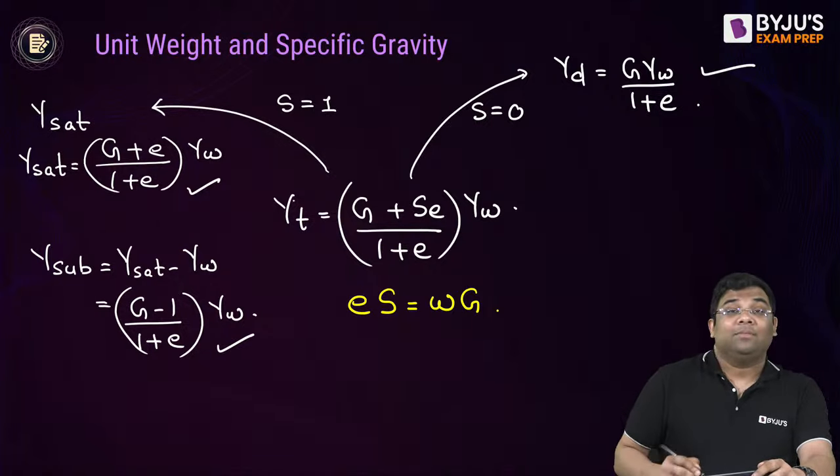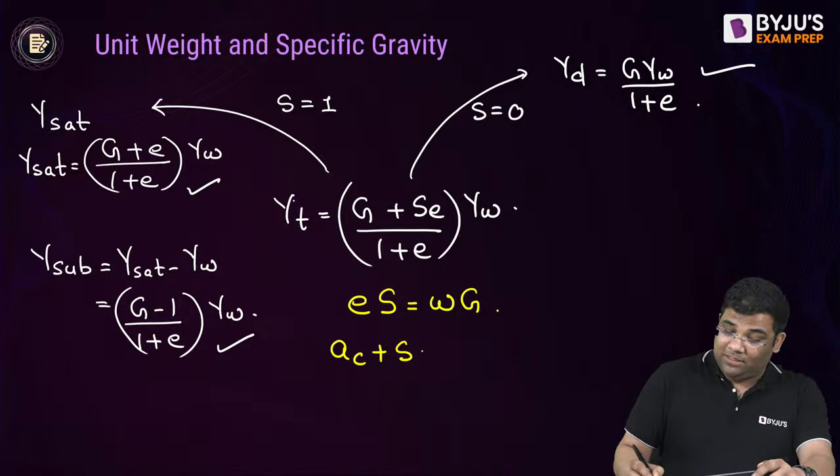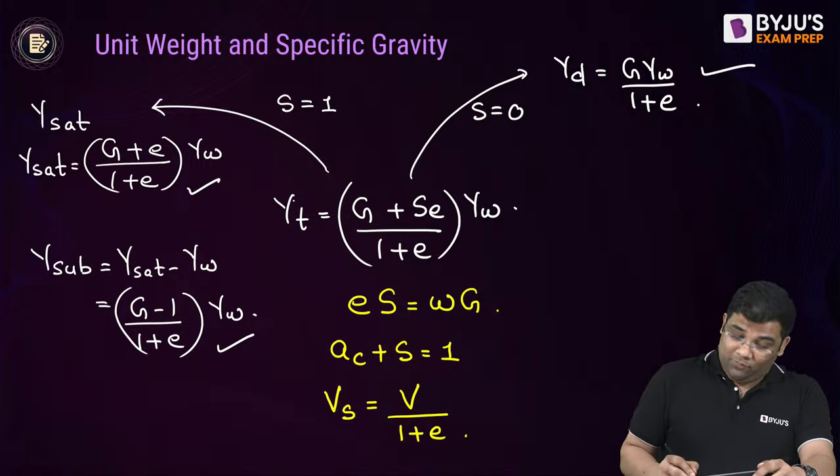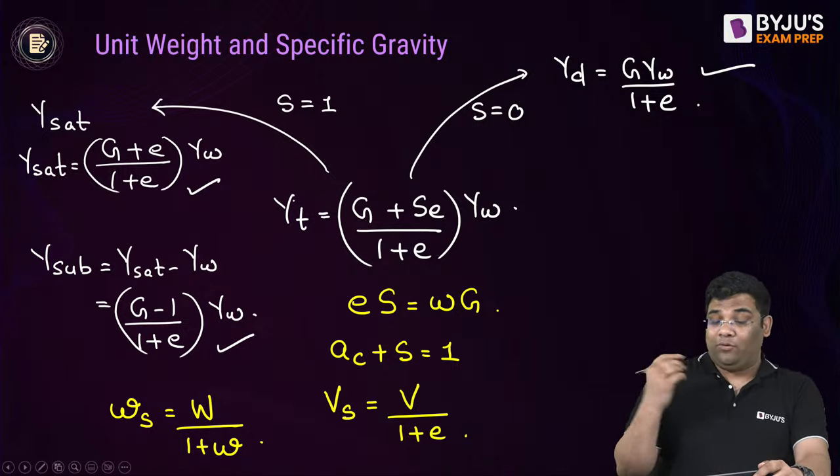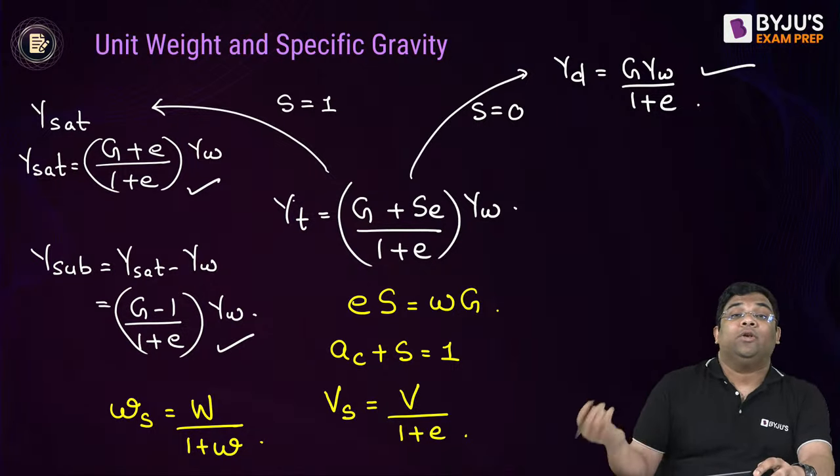W into G. Then another important relationship is what? Air content plus degree of saturation is what? It is 1, right? Another important concept: if you want to find out the volume of solids, it is total volume by 1 plus e. If you want to find out the weight of solids, it will be total weight by 1 plus water content, right? These are the few important relationships which you should know, right?